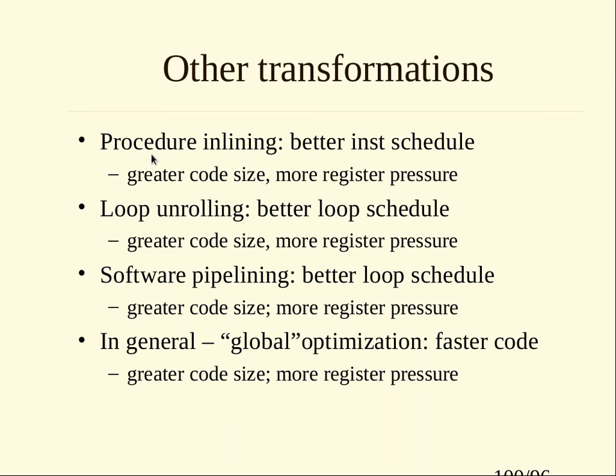Okay, there's a bunch of other things. Inlining: basically, take the function and copy and paste it into the code without having to do a function call. Loop unrolling: you execute multiple iterations of the loop inside the loop before you loop again. Software pipelining, another type of loop scheduling, and global optimizations. You notice here, greater code size, more register pressure. When I say register pressure, that means the compiler writer wants to use more and more registers to store all these temporary values.